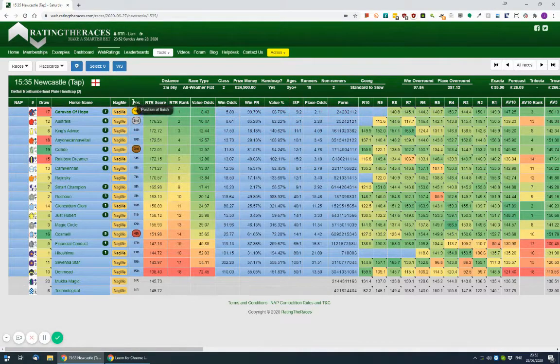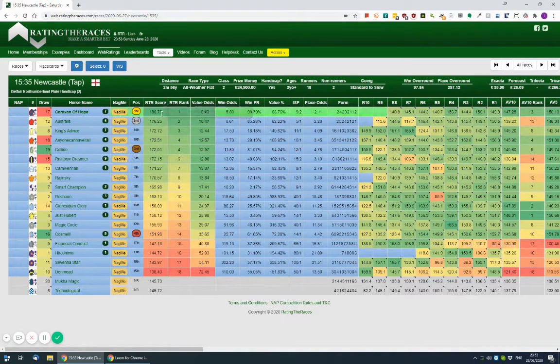The next column is position, and this obviously imports after the race is finished, and it shows you the position of each horse. So we can see that Caravan of Hope, our top rated horse, won the race, with Australis finishing second, who was RTR2.